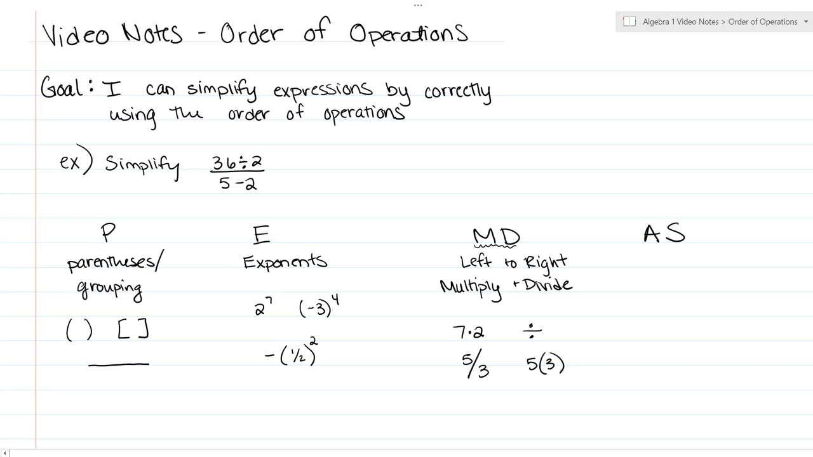Okay, and then lastly, A and S are also written together because we're going to do those at the same time, left to right. And those stand for addition and subtraction. All right, and 5 plus 3 is an example of that. We could also have some negatives thrown in there, so 7 minus negative 4 would be in that addition and subtraction. All right, let's go look at some examples.